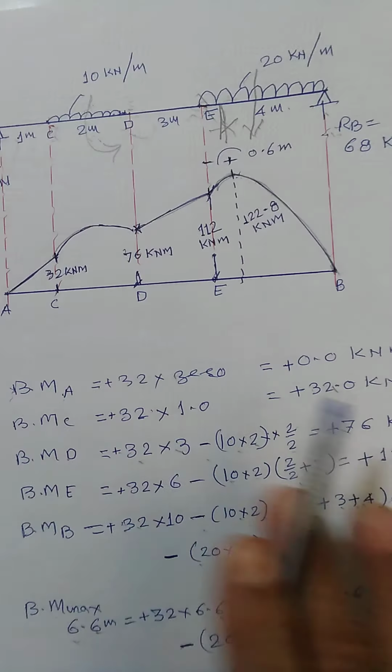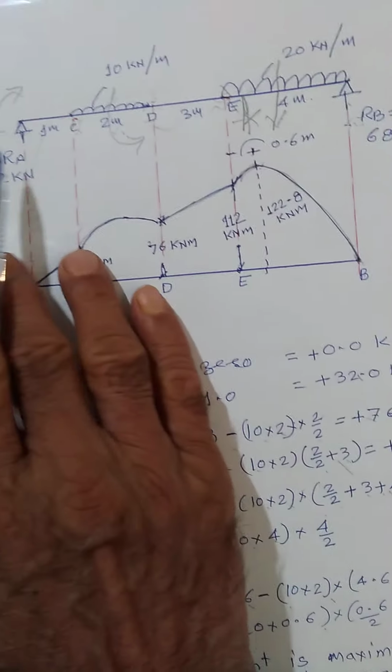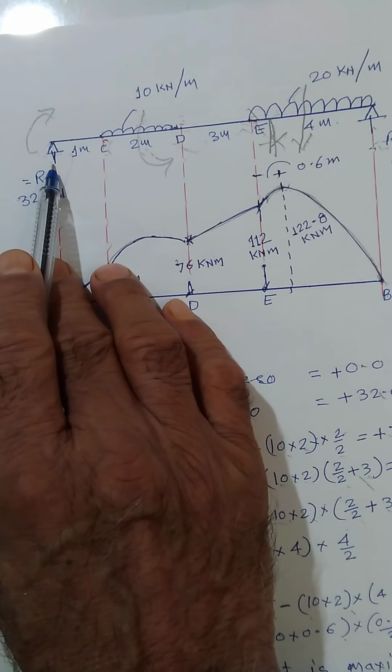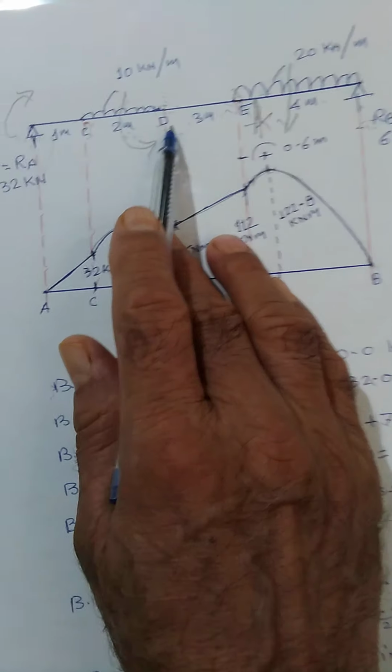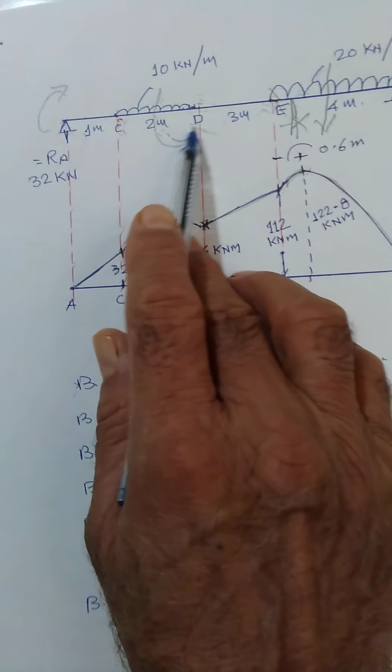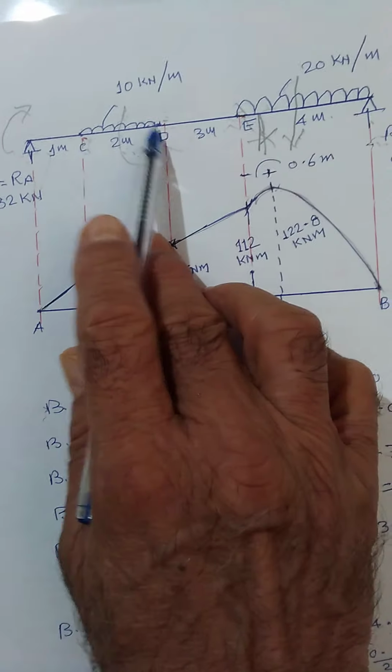As usual, calculate the reactions RA and RB. Start taking the moment from here. First of all, this point, then this point. When you are coming across this, then it will be RA into this minus 10 into 2 acting at 2 by 2. Just see.